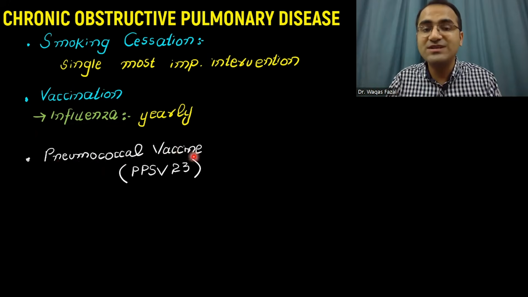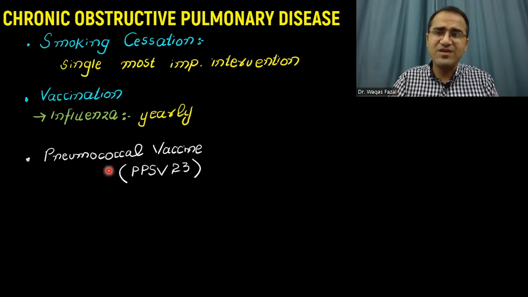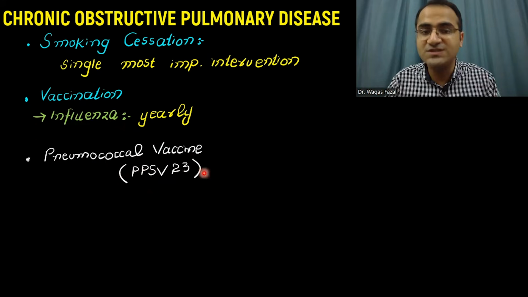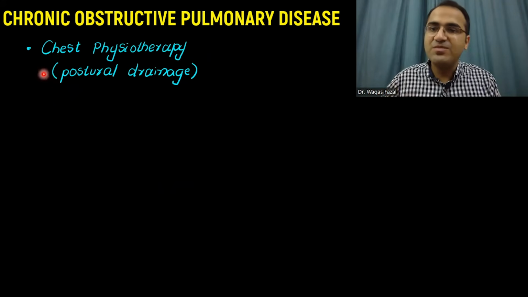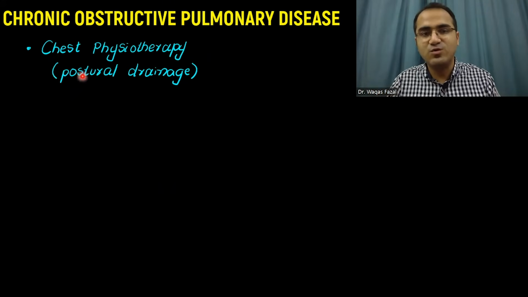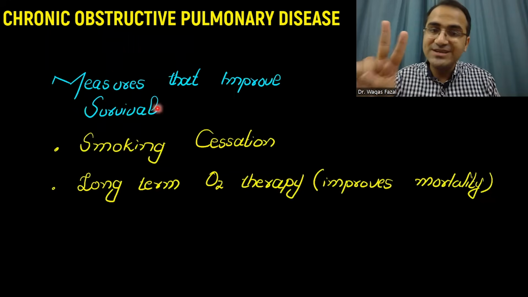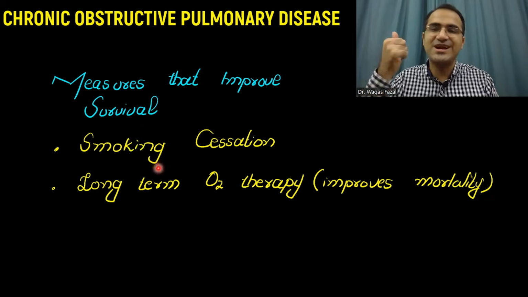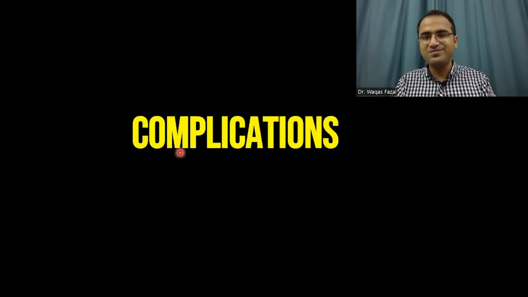With that, pneumococcal vaccine: if the patient's age is greater than 65 and if the patient has COPD, that patient must be given a pneumococcal polysaccharide vaccine. Chest physiotherapy with postural drainage of the mucus is also advised. Remember, the two things that improve mortality in COPD patients are smoking cessation and long-term oxygen therapy.